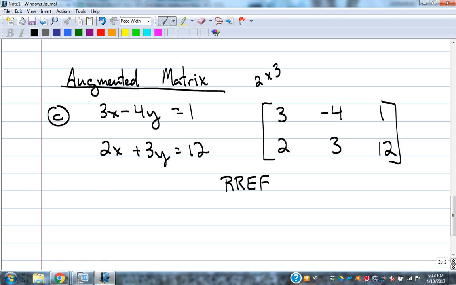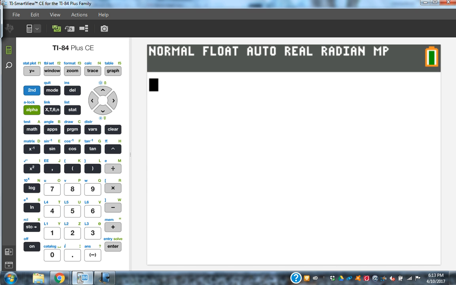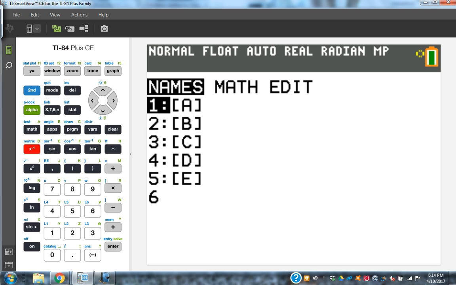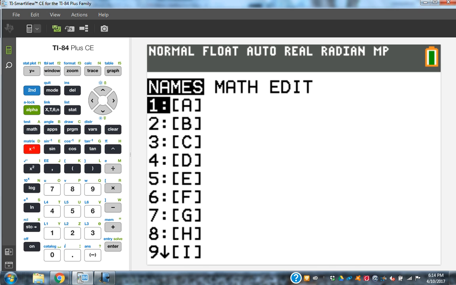So what we're going to do with the calculator is go to the matrix menu. You hit second, and then up here in blue it says matrix, and it's the X to the -1 button. I don't have anything in mine. I cleared all my stuff out. If you've got something in there, that's okay. We're going to take care of it in a second.